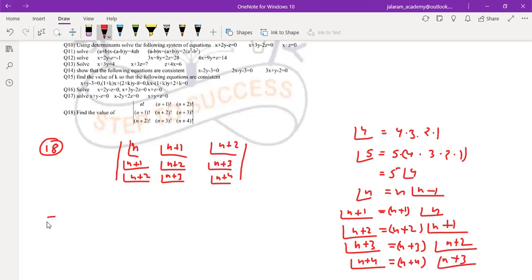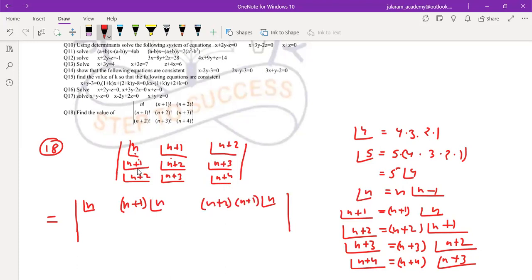So these values will be used first of all in the first row. Factorial n is already there, which is the smallest of the three, then factorial n plus 1 and factorial n plus 2. So first we will expand factorial n plus 1 as n plus 1 into factorial n, and factorial n plus 2 as n plus 2 into factorial n plus 1, and then factorial n plus 1 is again written as n plus 1 into factorial n. So factorial n is common in all the elements of the first row.